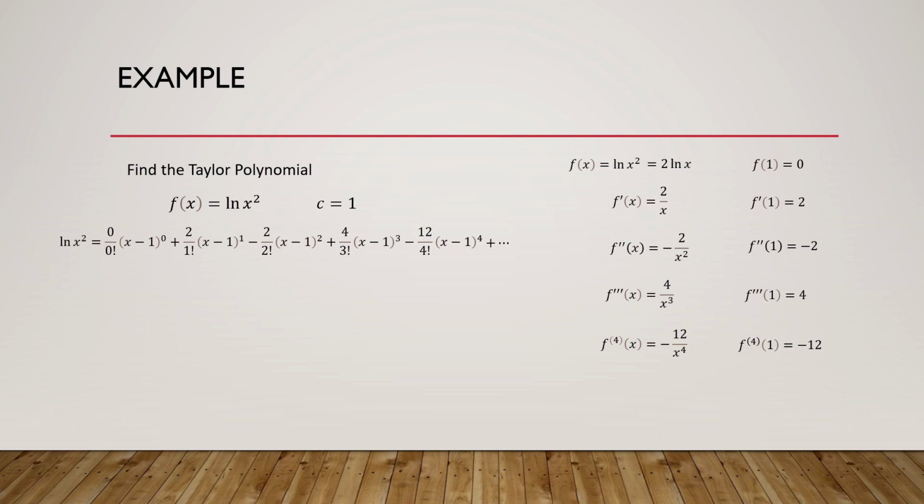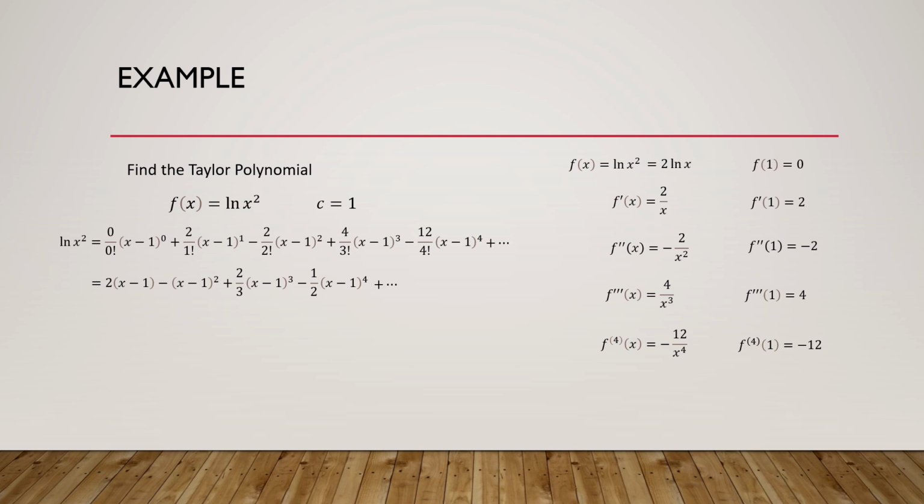The first term is 0. Simplifying the rest gives us 2 times the quantity of x minus 1 minus the quantity of x minus 1 squared plus 2 over 3 times the quantity of x minus 1 to the third minus 1/2 the quantity of x minus 1 to the fourth power.